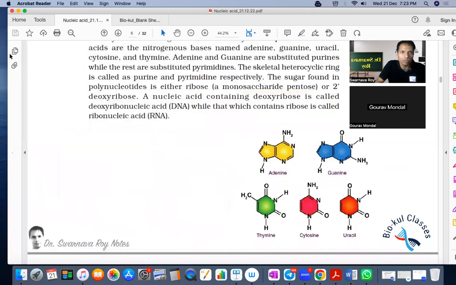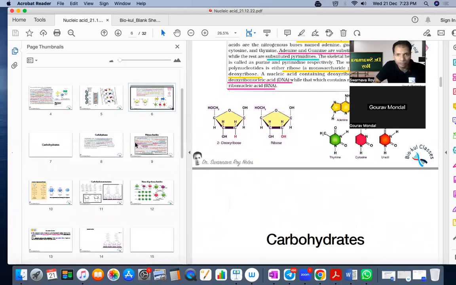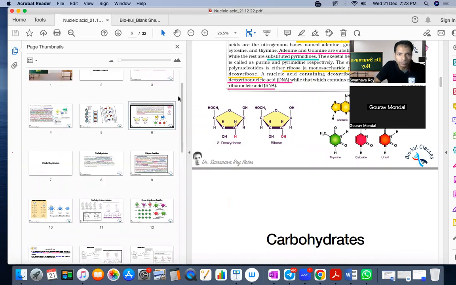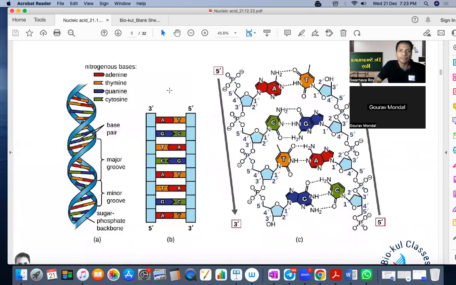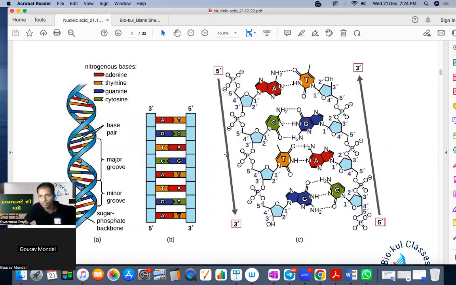So going back to the DNA structure, now, Gaurav, you will understand. Let's see what concepts we have realized. Yes, Gaurav, go ahead. Any questions? Yes, Gaurav, go ahead. Tell me. I understand, sir.